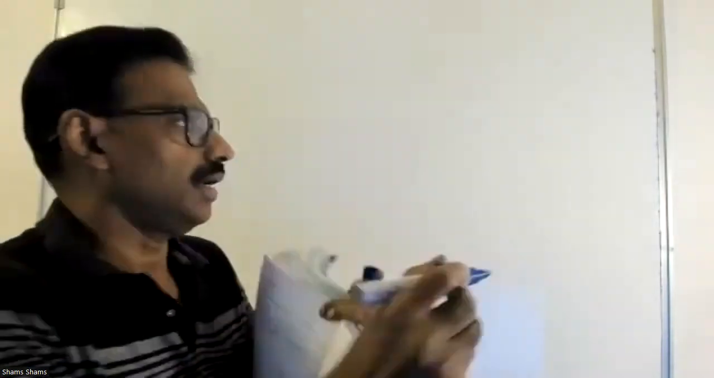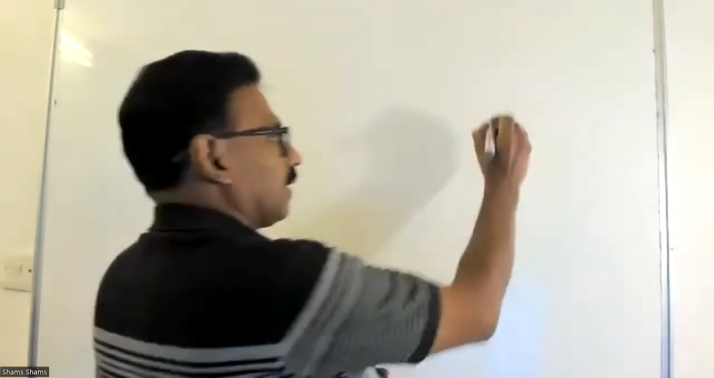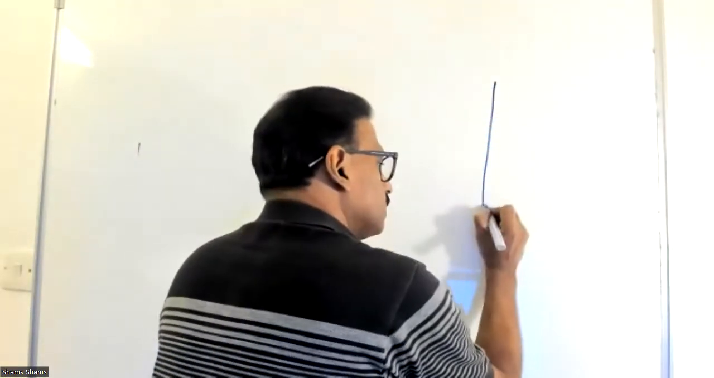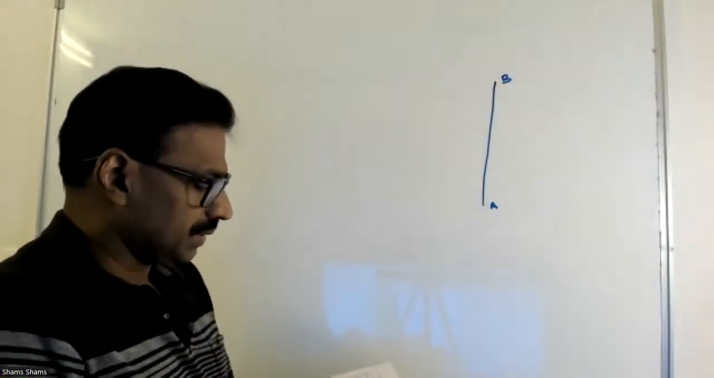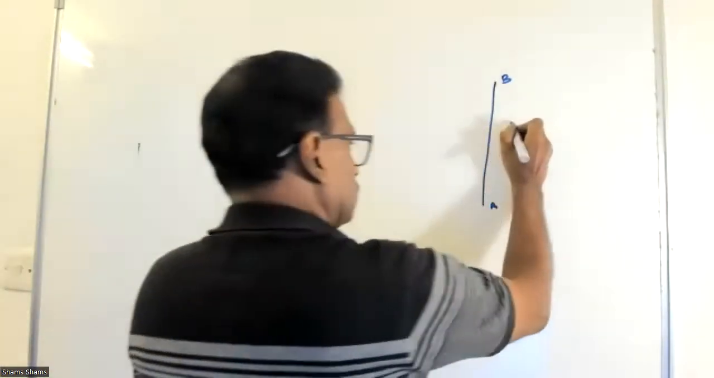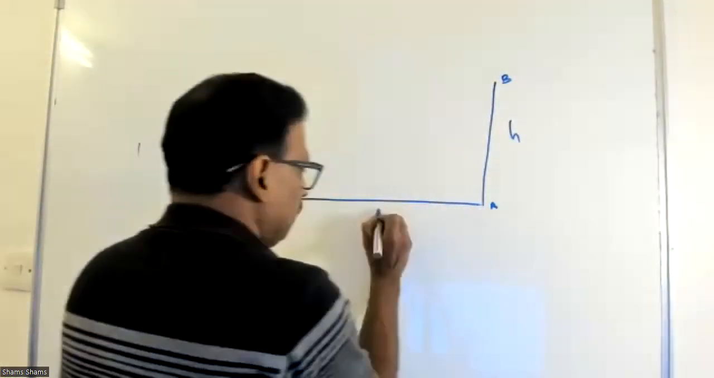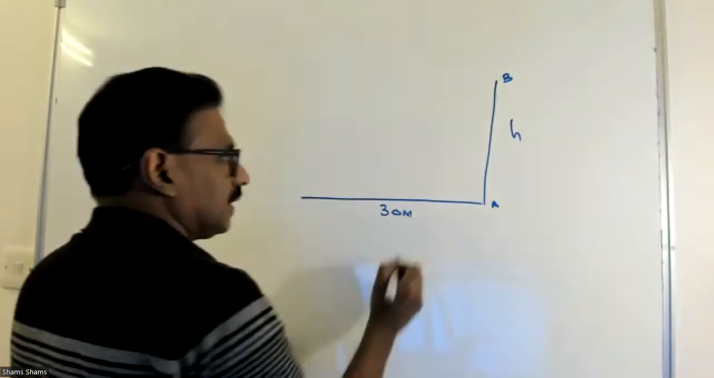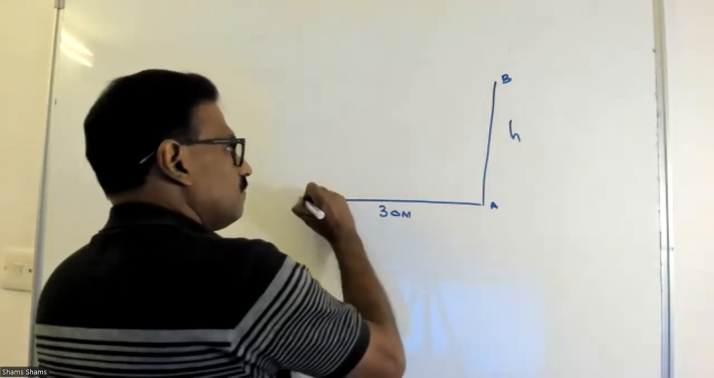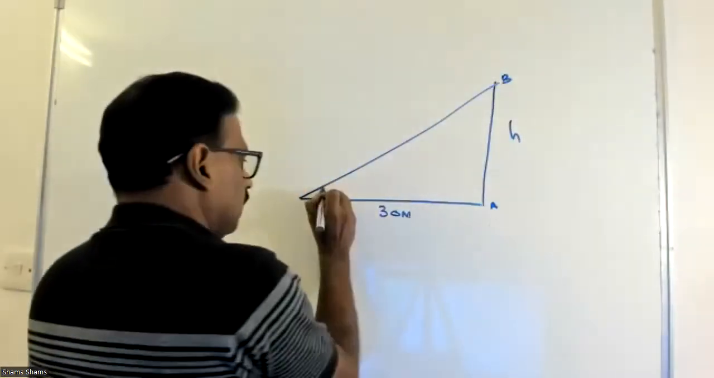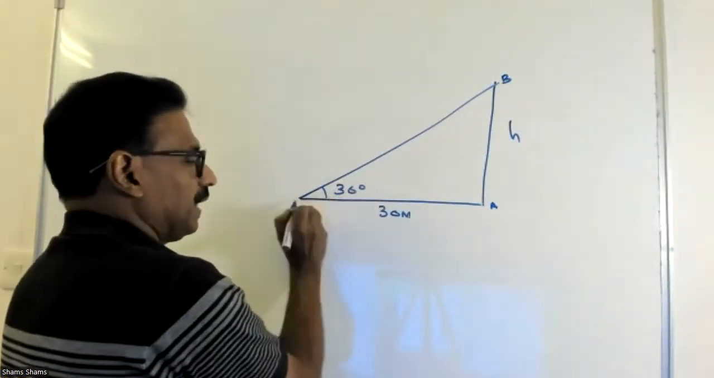Okay. Look here. I told you I'll explain 2-3 questions, after that we can try. Okay. AB is the tower. Tower height is not given, we have to find H. And from here, which is 30 meter away, there is one guy here. Okay, this angle is 30 degree. So we have to find the height.